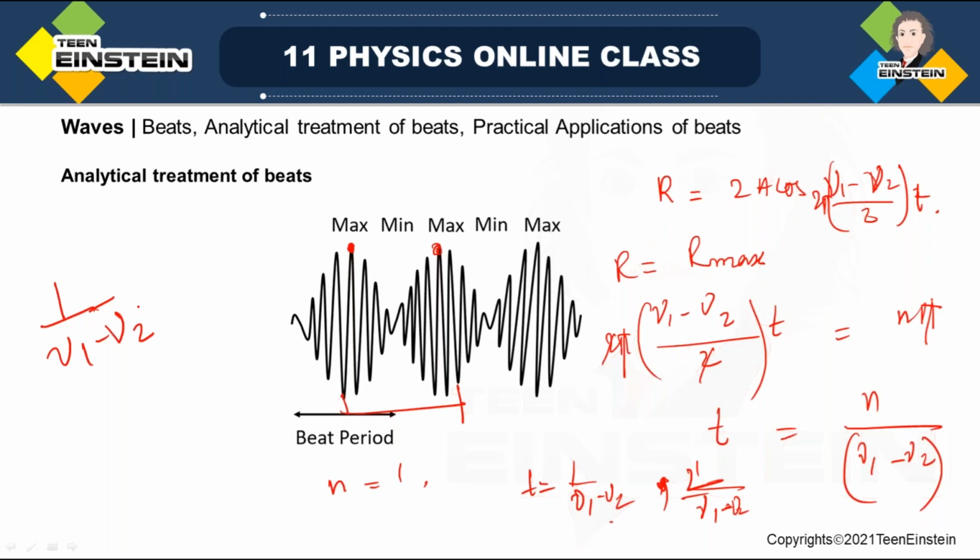If we put this 0 to be 0 minimum, then also you'll get the same time difference between successive minima, which will also be 1 by nu1 minus nu2. Okay, if you take the reciprocal, then you will get that beat frequency.